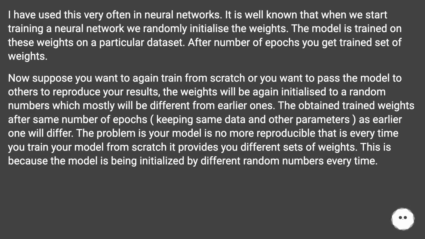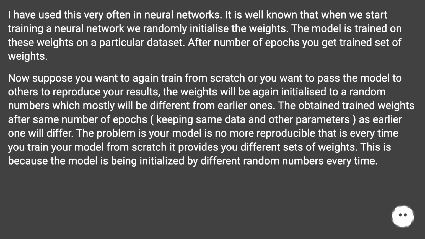I have used this very often in neural networks. It is well known that when we start training a neural network, we randomly initialize the weights. The model is trained on these weights on a particular dataset. After a number of epochs you get a trained set of weights. Now suppose you want to train again from scratch, or you want to pass the model to others to reproduce your results, the weights will again be initialized to random numbers which mostly will be different from the earlier ones.